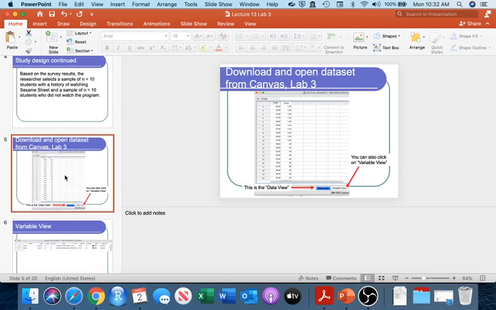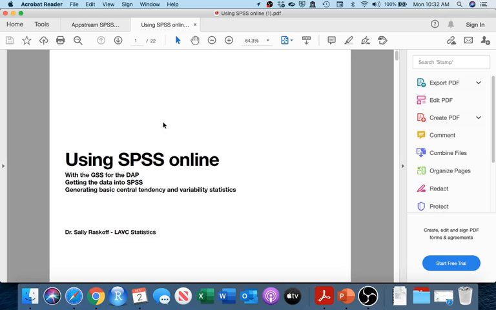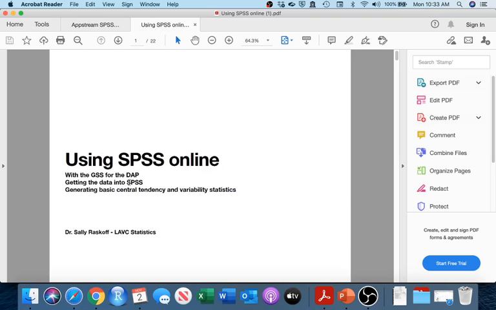So in SPSS, I want to just remind all of you, and I went through this in the first video, you just go to this URL and then you can access SPSS using your LA Valley College email address. I also wanted to point you to this other document that I posted where it goes through the steps to use SPSS. We mainly went through all these steps in the first lab, but definitely look at this too for help if you need help.